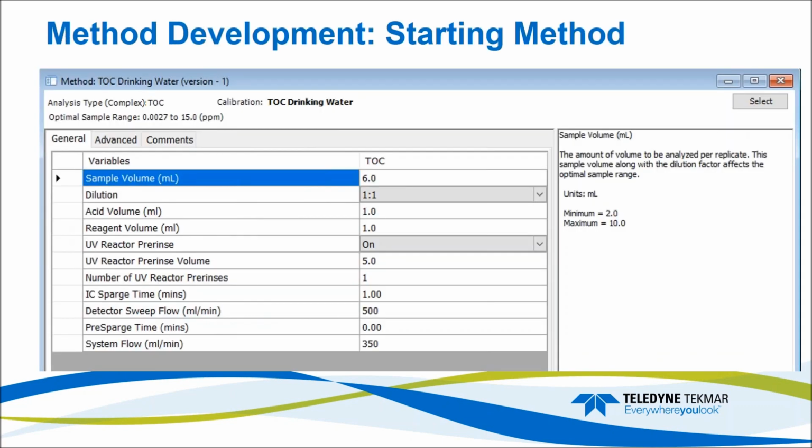All right, so the first thing I always do is start to look at the method. Even though it may not be the method you end up with, you can get a good starting point. I had enough knowledge to know roughly what tap water is, which is a low ppm level. So I opened up our default TOC drinking water method, which is 6 mL sample volume. Our system goes from 2 to 10.